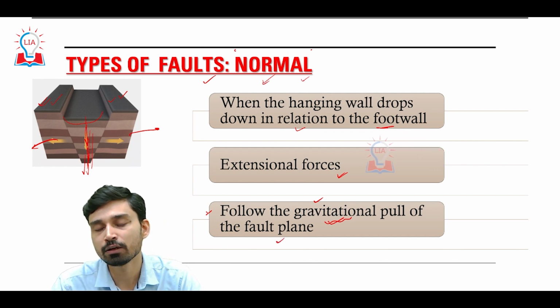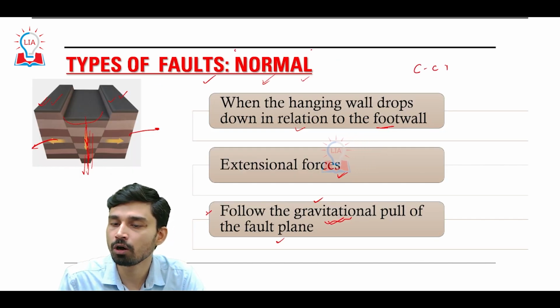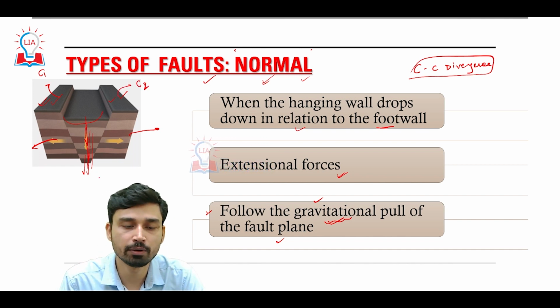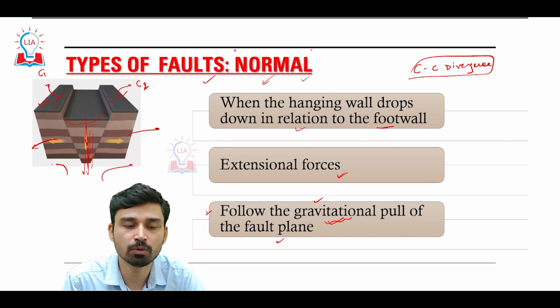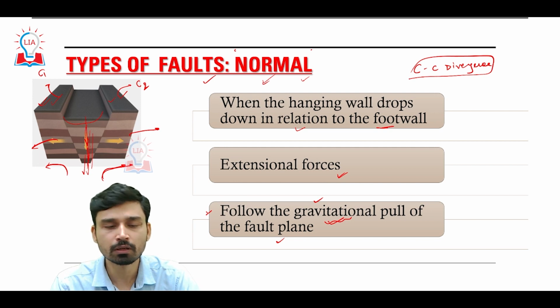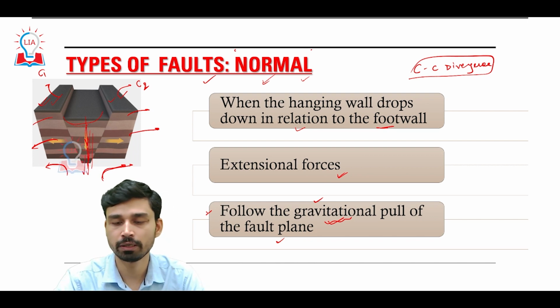Now these kinds of faults develop in those areas where we have continental divergence. Whenever you have continental divergence, that means we have two continental plates. For example, in this diagram we can consider it as C1, continental plate 1, and C2, continental plate 2. And due to the forces coming from below the Earth's surface, due to the convection current flowing below the lithospheric layer, these two continental plates are pulled away, leaving the central part to fall in the downward direction.